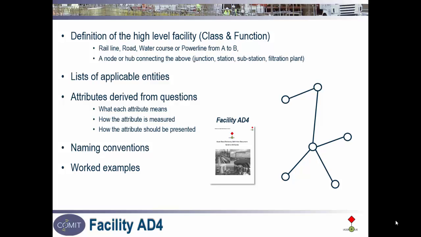So let's briefly look at an AD4 at facility level. This gives us a high-level definition of the class and the function, either a node or a connector. A standalone building could be a node in a bigger campus complex. This will list the possible entities that could be found as part of this high-level functional group and the attributes that will help to answer the questions at every stage. It should also include naming conventions and a worked example.